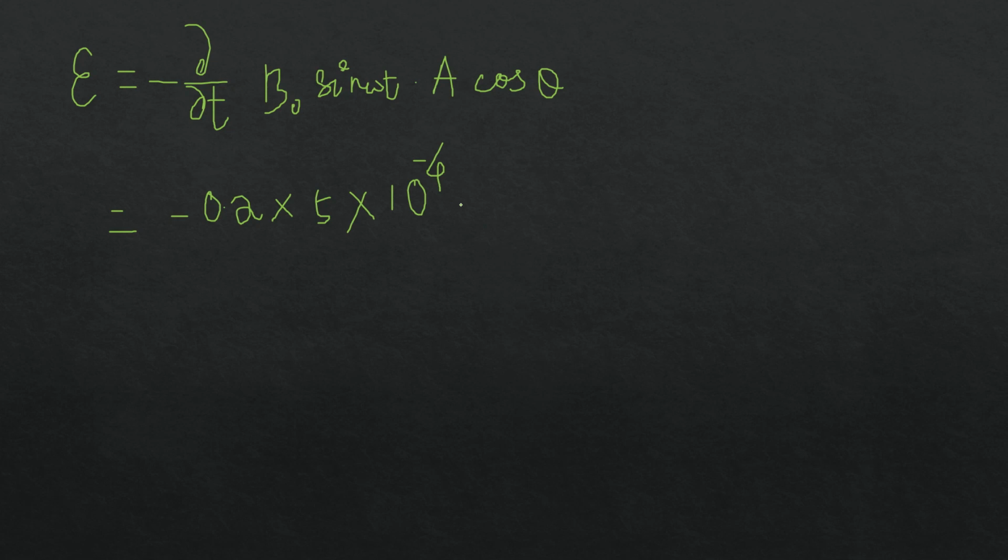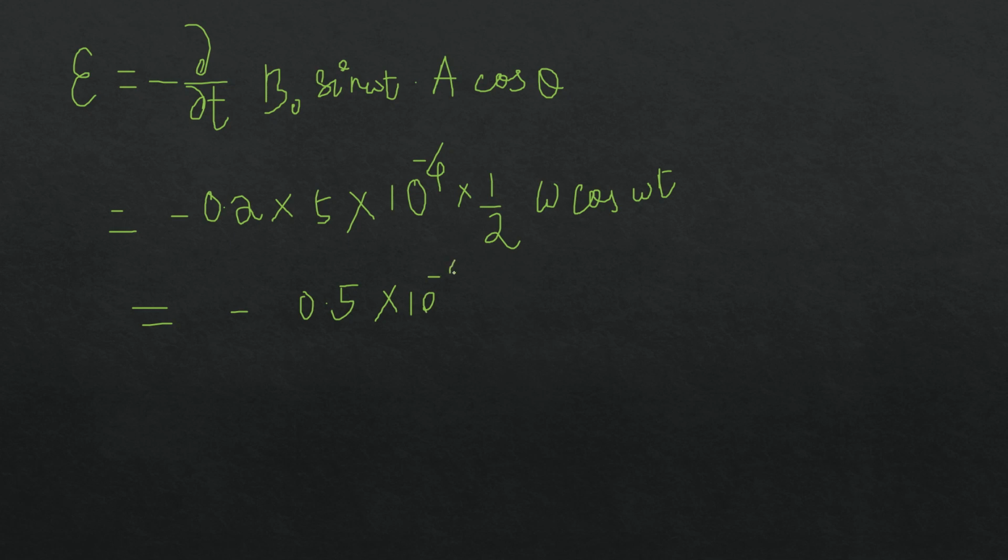And cos theta is cos 60. Cos 60 is 1 by 2, into del by del t of sin omega t. That is omega cos omega t. Omega cos omega t, isn't it? So if I do all the calculations, 0.2 into 5 is 1. And this is 0.5. So it becomes minus 0.5 into 10 to the power minus 4.